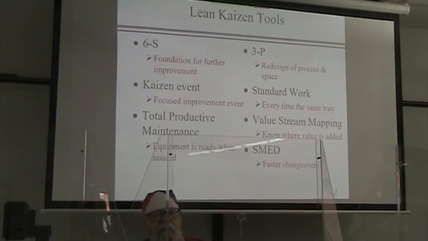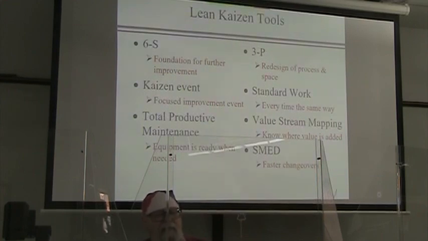Value stream mapping is something that we do in lean production so that we know where the value is added.